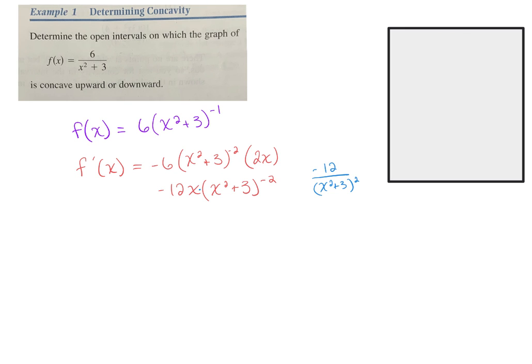So if we did product rule, the derivative of this guy is going to be negative 12. The derivative of this guy is going to be negative 2 times your 2x, that's the inside, times x squared plus 3 to the negative 3, right? Make sense? So we have negative 4x, x squared plus 3 to the negative 3. All right. So far, so good.